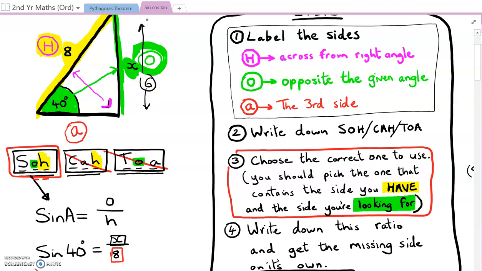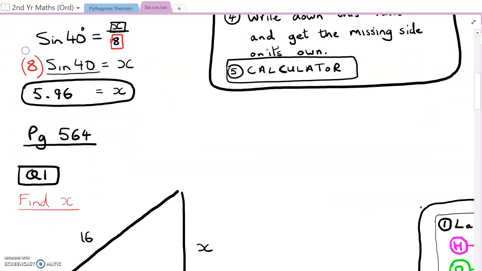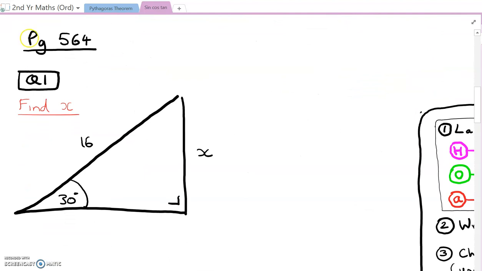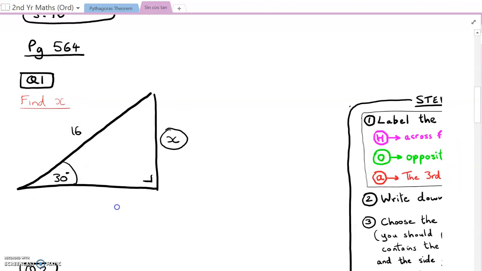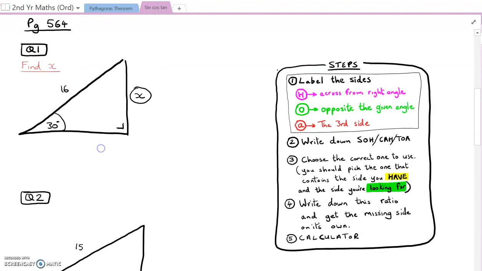Okay. That's how we do it there, the steps there. Let's try another one because they are quite hard. Now this other one is actually from page 564 of your maths books, and it's question 1 on page 564. They've given us this triangle here, and of course you see straight away we're missing a side. We've been given another side, and we've been given an angle. And we have the steps written here just like we had before.